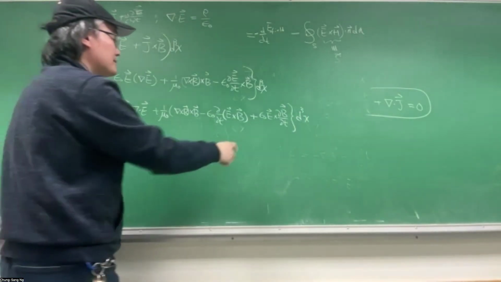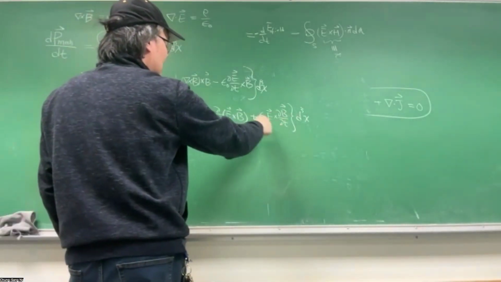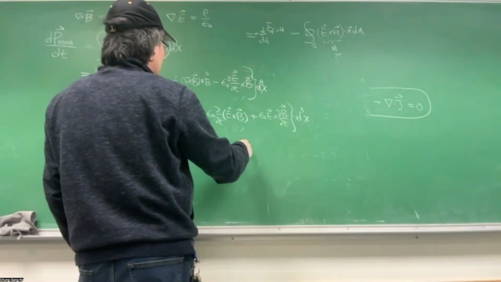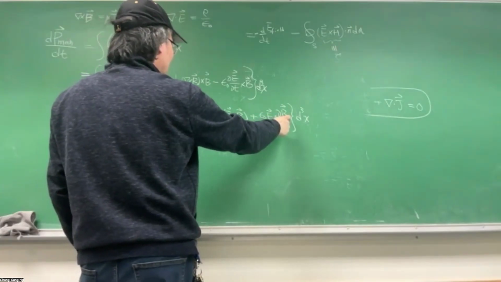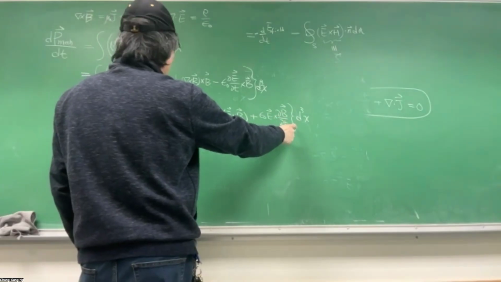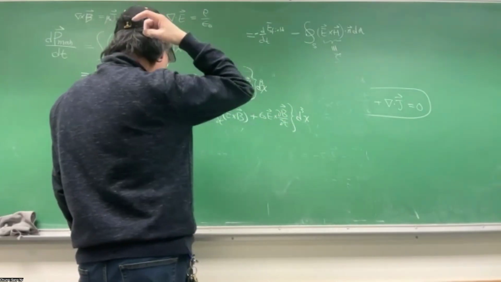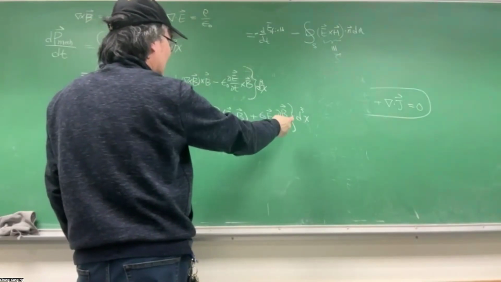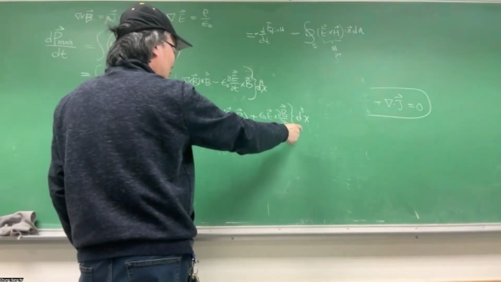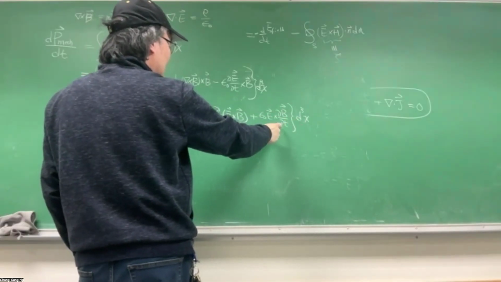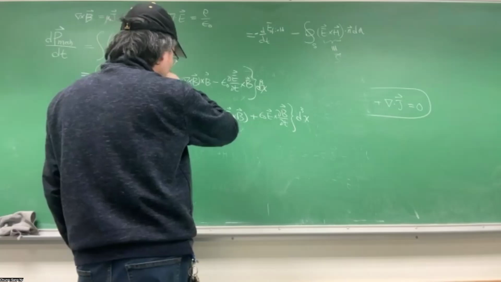Now you can use Faraday's law. Partial B partial T is minus curl E. So you have E cos curl E, but with the minus sign, right? But you also change the order of E cos curl E to become curl E cos E, and put it back to the positive sign.